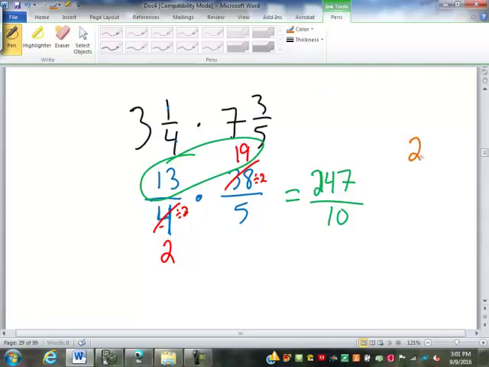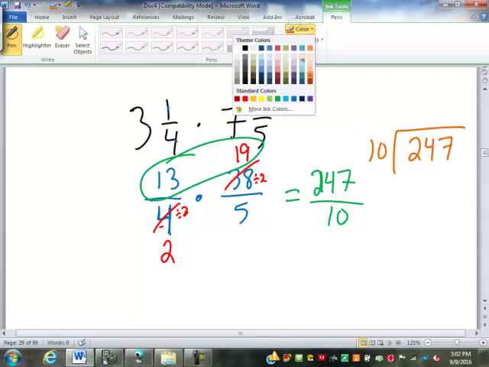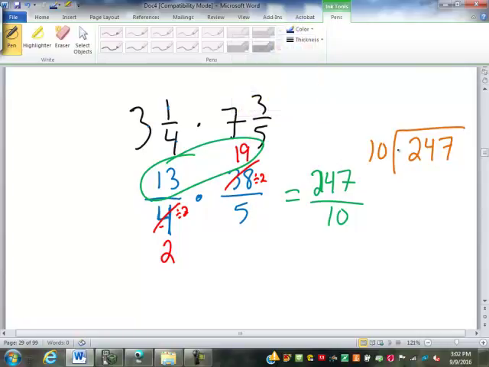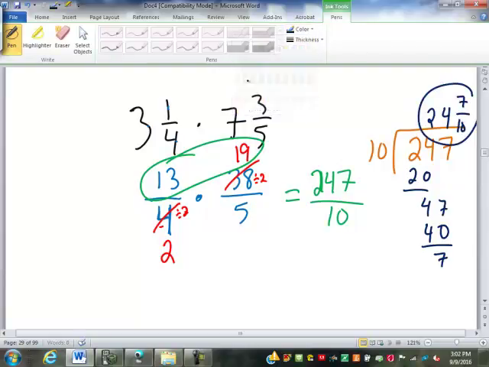So I've got to reduce that back down to a mixed number. 247 divided by 10. 10 goes into 24 twice. That's 20. 4 left over. Bring down the 7. 10 goes into 47 4 times. That's 40 with 7 left over. So 24 and 7 tenths. Any questions?